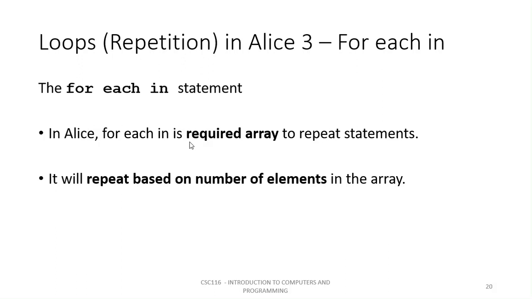In Alice, for each in requires an array to repeat statements. So for each in ni dia memerlukan array untuk perform repetition. So it will repeat based on the number of elements in the array. So dia akan repeat berapa kali statement tu, berapa kali berdasarkan jumlah elements yang you define for that array.